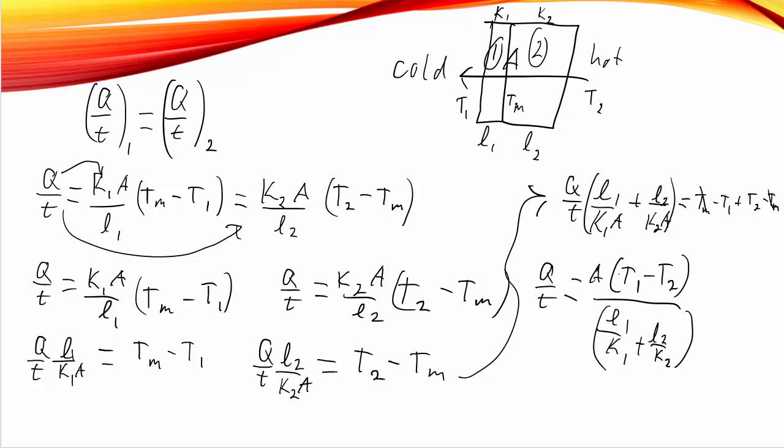And if you remember in the first video, I also mentioned that R, which is the value for like the thermal resistance value when you're buying insulation and whatnot, that's defined as L over K. So we could actually replace this denominator here, and we can say A times T1 minus T2 divided by R1 plus R2.